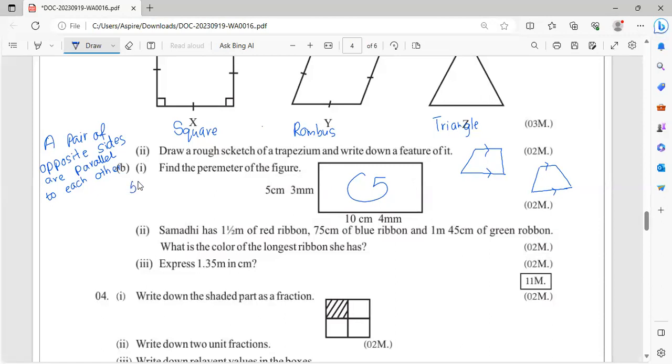Then it is 5 centimeters and 3 millimeters. Here 10 centimeters and 4 millimeters. Then again we have to add this pair.